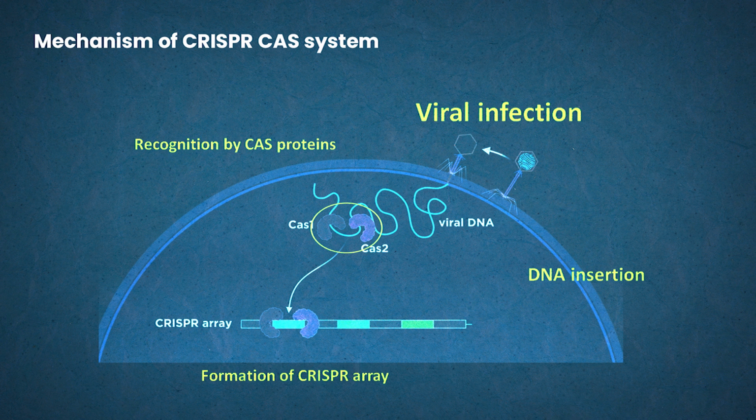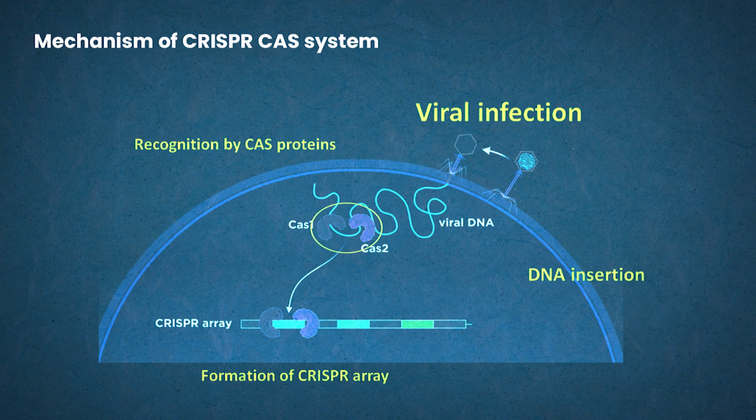Now what happens in the case of viral infection? When a viral load inserts its DNA inside any bacteria, you have different arrays, or I would say different repeats, of these small fragments of palindromes from different viruses. Now they form an array.